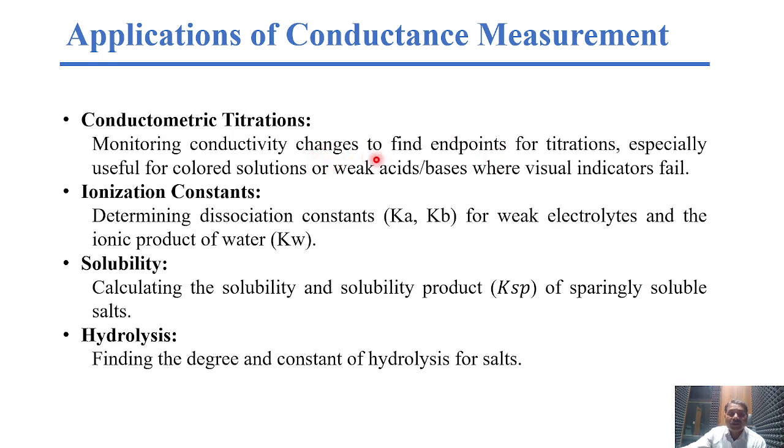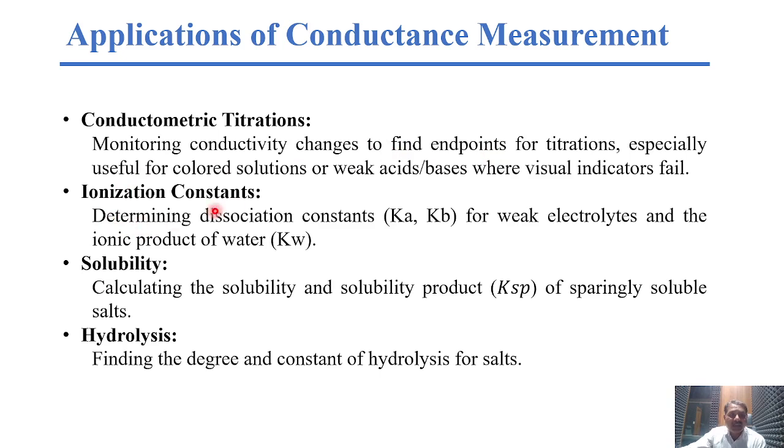Therefore, for colored solutions as well as some weak acid or weak base titrations, which involve very weak acids or bases, the endpoint comes within 2 to 3 drops. Therefore we cannot determine the exact equivalence point of that titration. In that case, conductometric titration is useful.